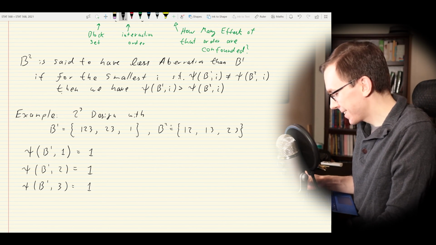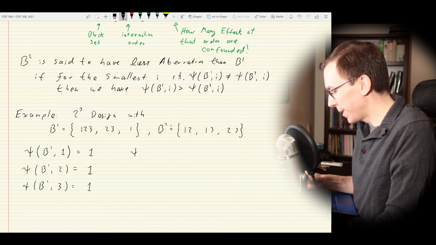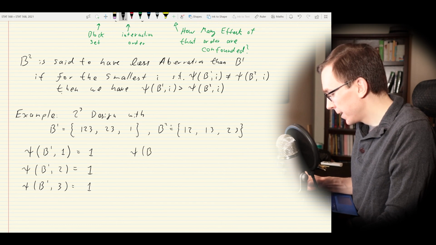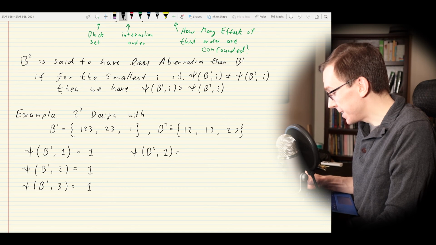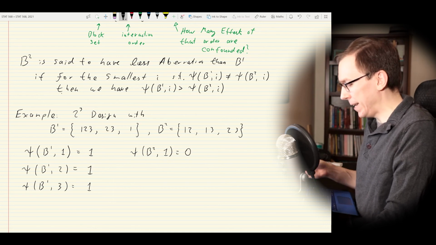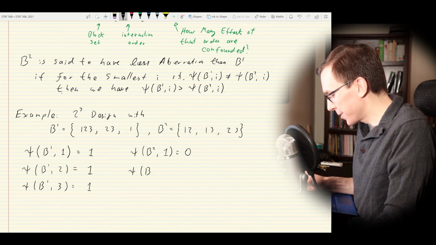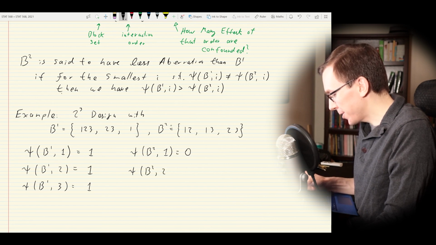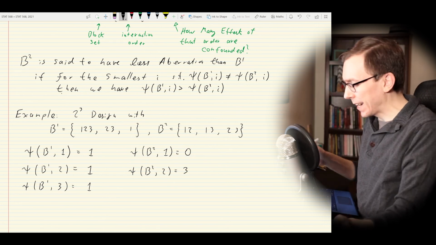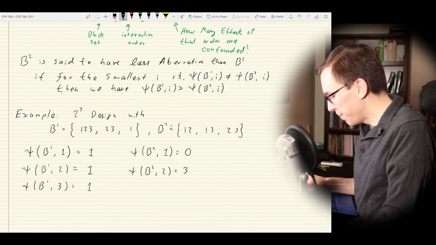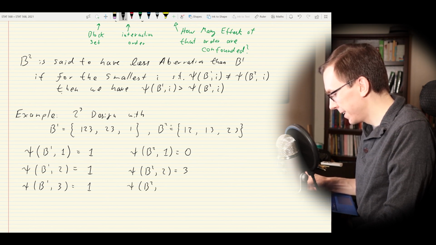Now in contrast, we can consider the same thing for block 2. For block 2, at order 1, we get a 0. We don't confound any main effects. Then, when we get to order 2, it turns out that we confound 3. All of the order 2 effects have been confounded, but we still have the ability to test our order 3 effect because it was not confounded.